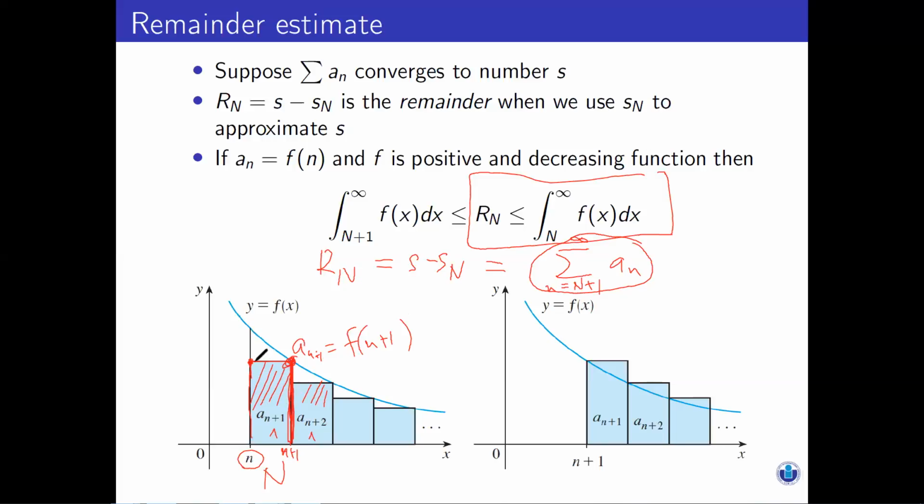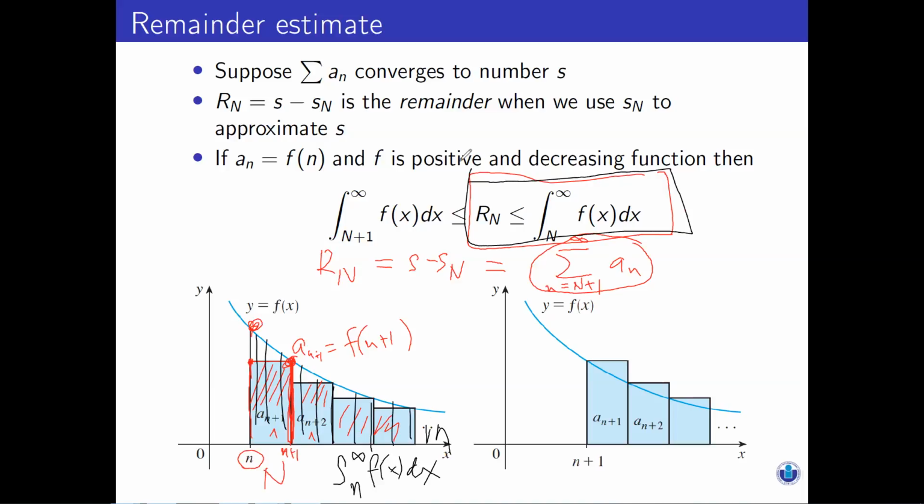Because now you can see that all this area, the region bounded by this rectangle, lies inside this part. So the area under the graph of f between n to infinity, and that is this integral here. So by comparing these two areas, you obtain this estimate.